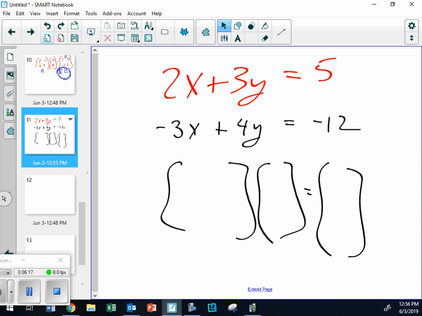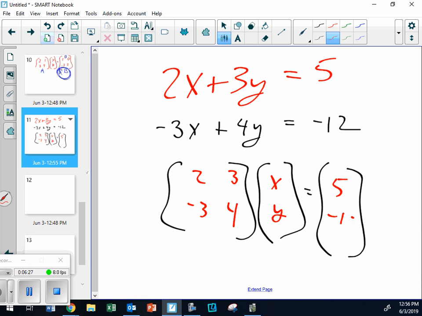Did you figure out that it's 2, 3, negative 3, 4? Raise your hand if you had that part right. Okay, awesome. And from here, it's pretty simple. X, Y, 5, negative 12. You put this in matrix A, you put this in the matrix B, and if this is A, the one we want to get rid of is A. So you do inverse of A on the left side of both.